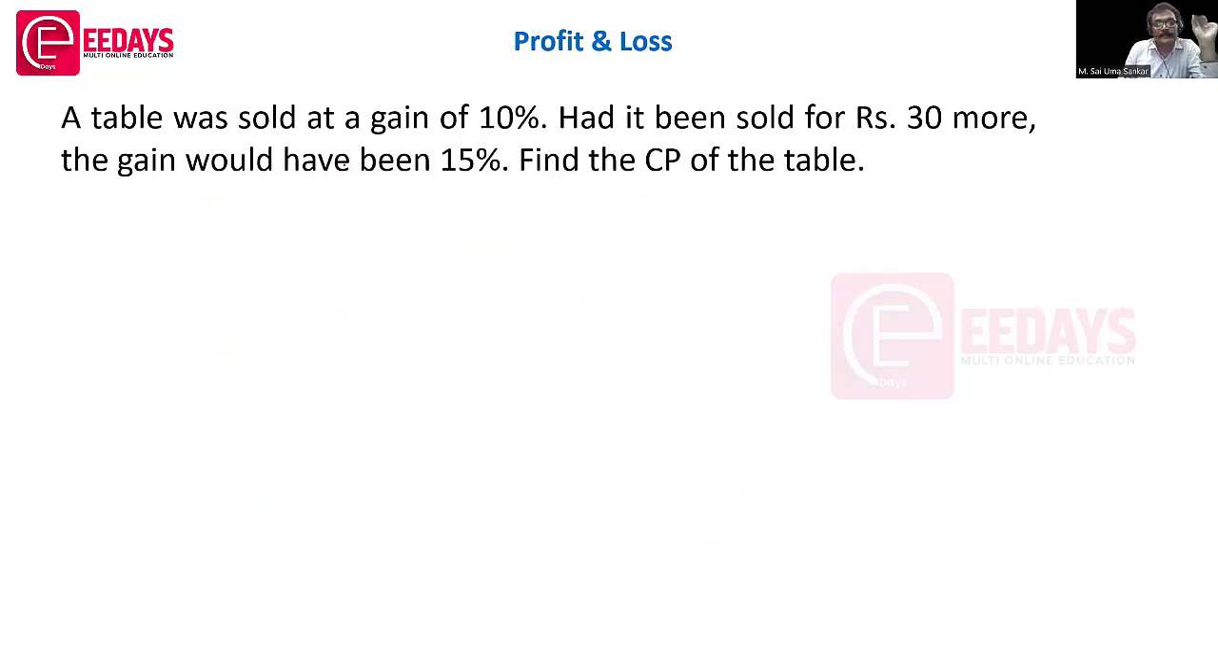Next, a table was sold at a gain of 10%. Had it been sold for 30 rupees more, the gain would have been 15%. Find the cost price of the table.